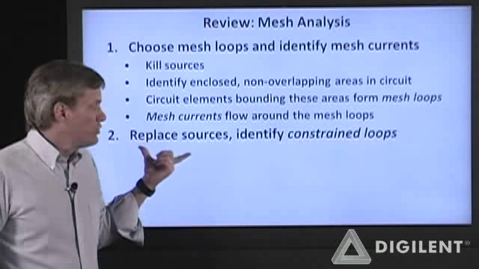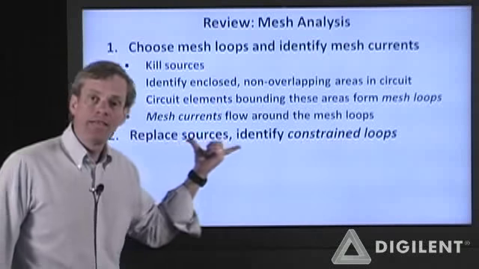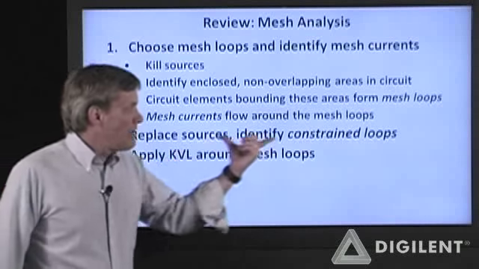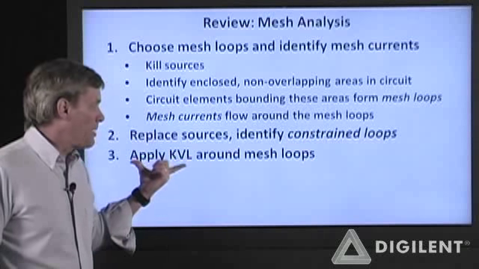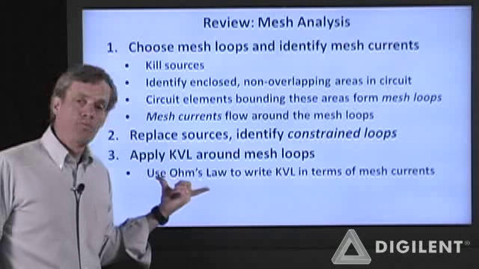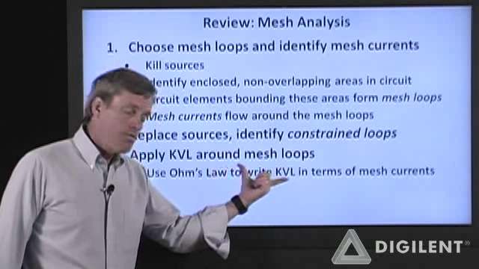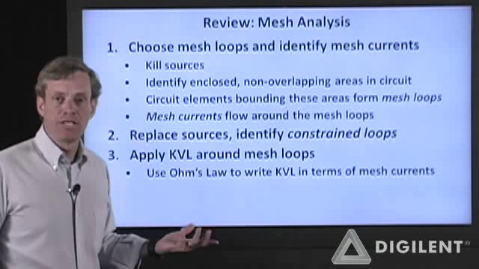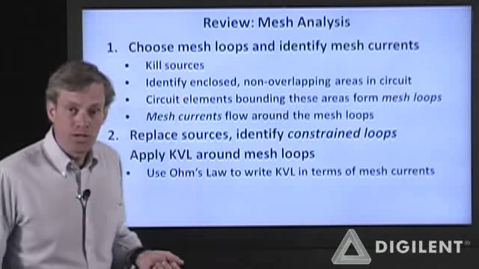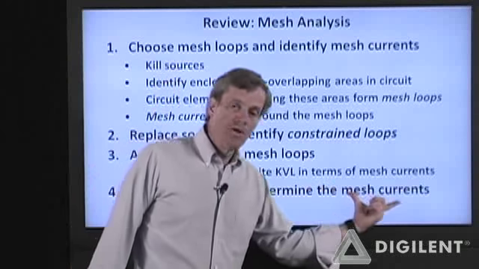After you've identified your mesh loops, put your sources back in and identify any constrained loops. I'm going to hit this one pretty hard at the beginning of the lecture today. After we have identified our constrained loops, we can apply KVL around all of our mesh loops. And we will use Ohm's law to write KVL in terms of these mesh currents. Now this approach will give us n equations in n unknowns, where n are the number of mesh loops in the circuit.